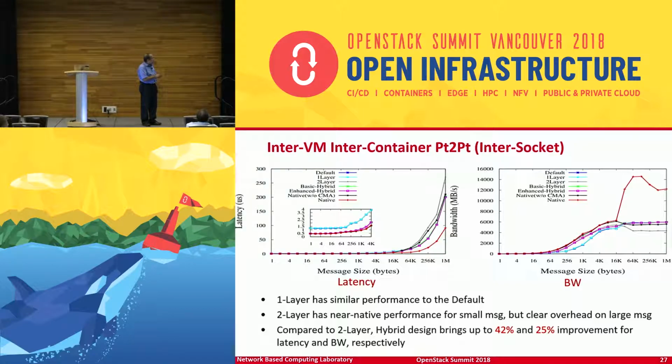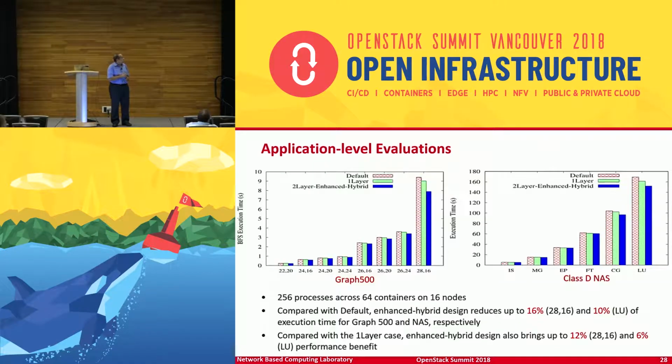1 layer has similar performance to the default, 2 layer has near native performance for small messages, but there is some overhead on the large messages. And then we had some hybrid designs also trying to combine some of the internal schemes, and there we see around 42% or 25% benefit.